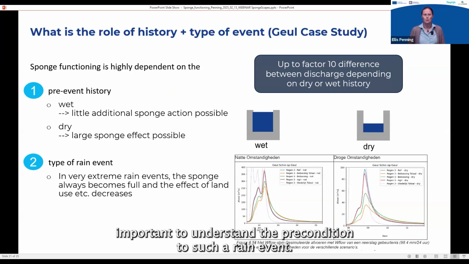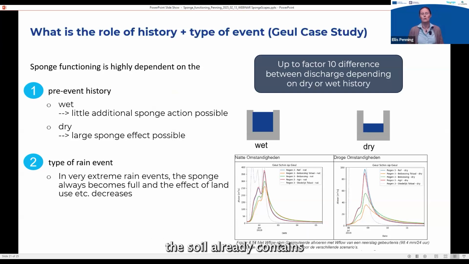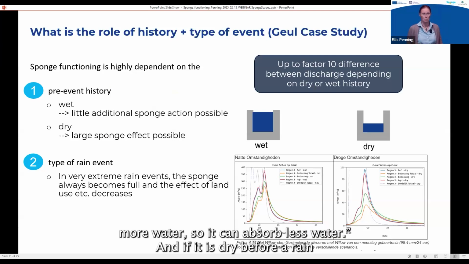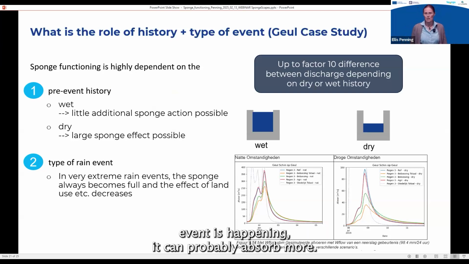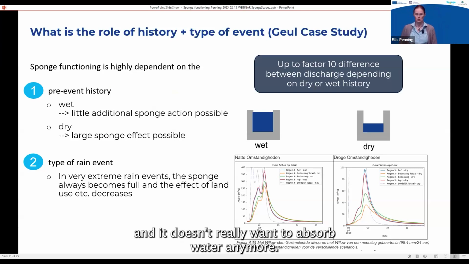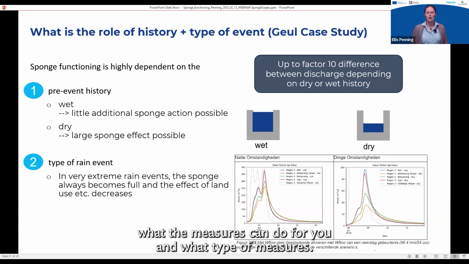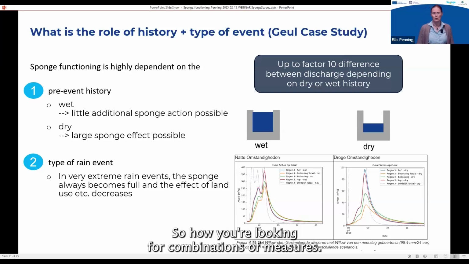But it's also important to understand the precondition to such rain events. For example, if it was already a very wet season before, the soil already contains more water, so it can absorb less. And if it is dry before a rain event, it can probably absorb more. Sometimes you also hear that if it's super dry, the soil gets hydrophobic and doesn't really want to absorb water anymore. Understanding this is critical in understanding what measures can do for you, what type of measures, and how you're looking for combinations of measures.